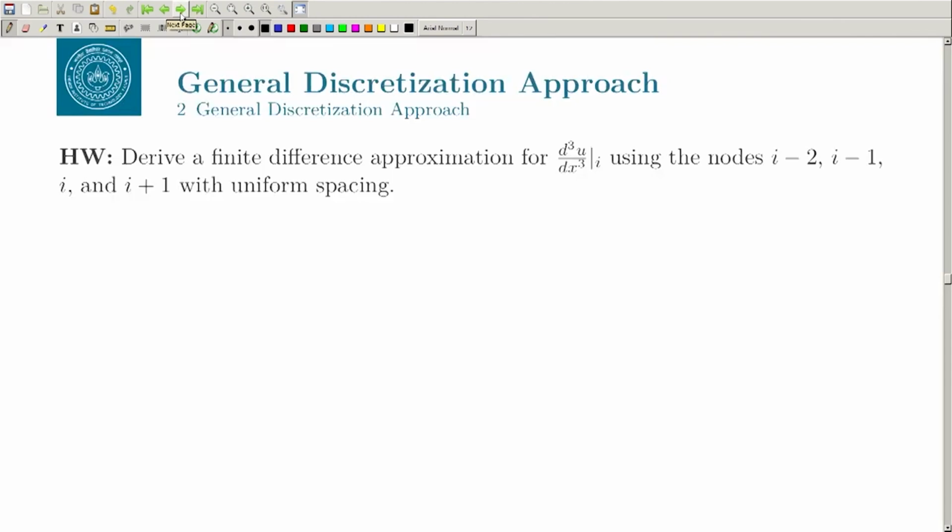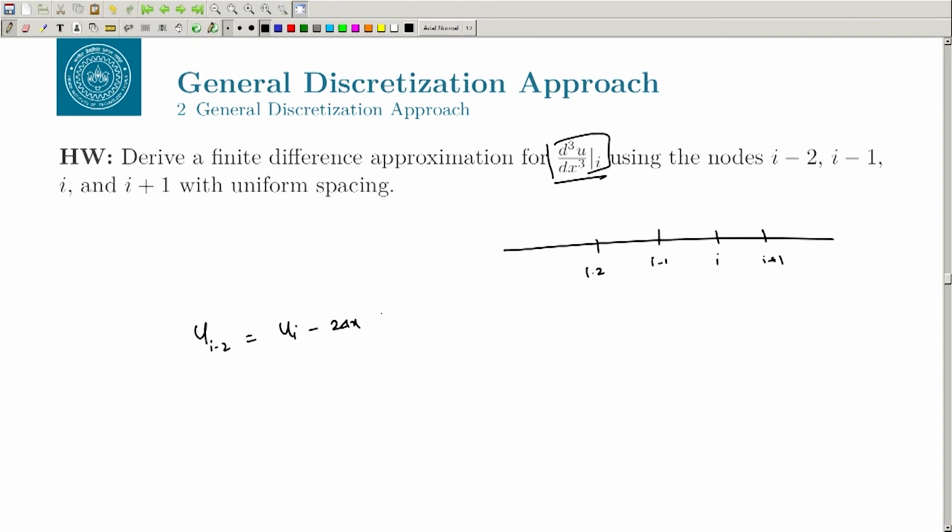For example, if you want to calculate del cube u by del x cube, and the node points are given as I minus 2, I minus 1, I and I plus 1, so you want to calculate the third derivative. What you will do is write u I minus 2, and that will become u I minus 2 delta x u I prime, u and phi does not matter, plus 2 delta x square by factorial 2 u I double prime, and so on and so forth. Similarly, you use u I minus 1. This is the third order derivative, so you have to write at least the third term. Let me write one more term.